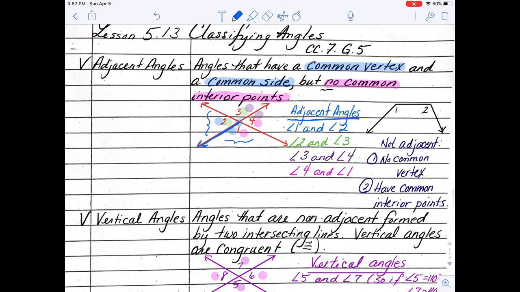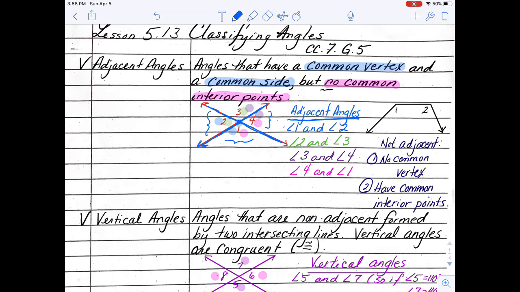Angles 2 and 3 are adjacent. Again, notice they have that same vertex right here, and they share the side between them, and their interior points do not overlap. 3 and 4 are also adjacent because they have that same vertex, but this is the side that they share, and again, no common interior points. And angle 4 and 1 are also adjacent because they have that same vertex, they share a side, and none of their interior points are in common.